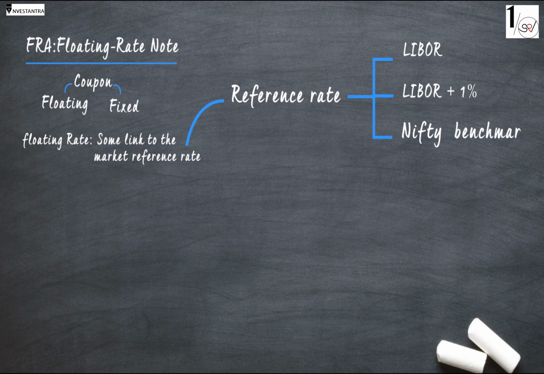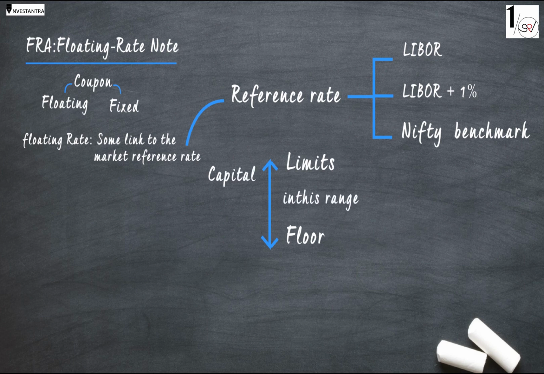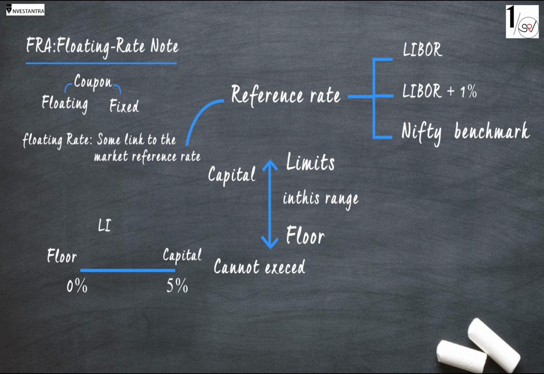Now, a floating rate also has limits. That is a floor and a cap. That means the rate stays in this range, right? You can't have anything going below a floor or above a cap, right? So this reference rate, after you set it, you also set a cap and a floor. You set the floor as 0%, LIBOR plus 1%, let's say. But it cannot exceed this. Cannot exceed. So this becomes a cap.